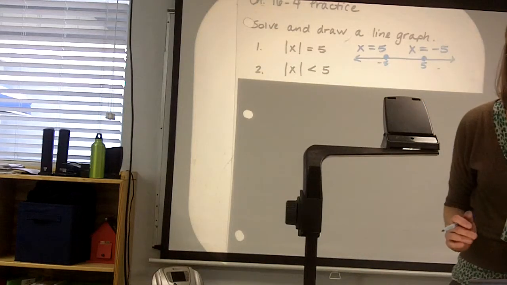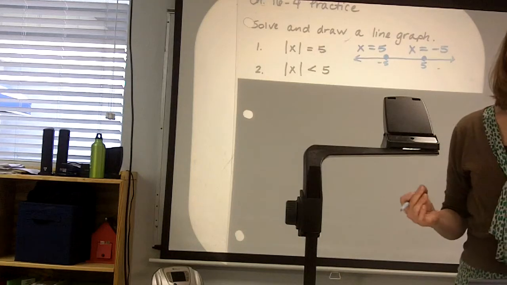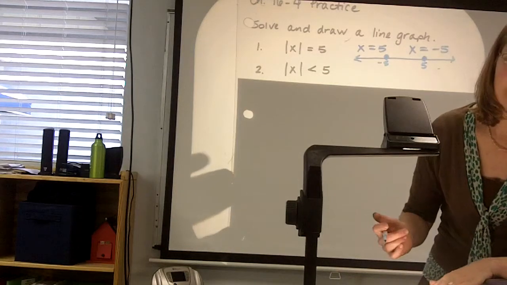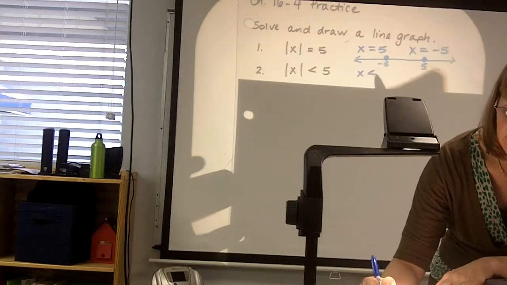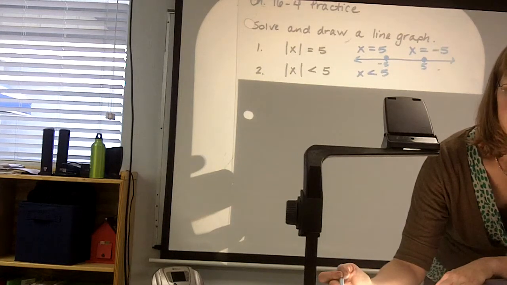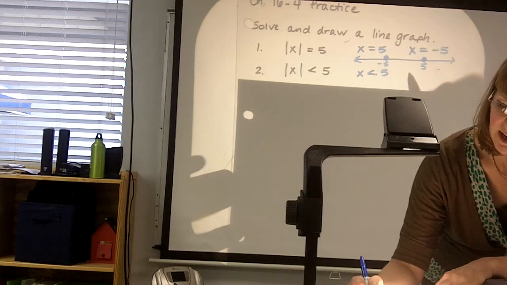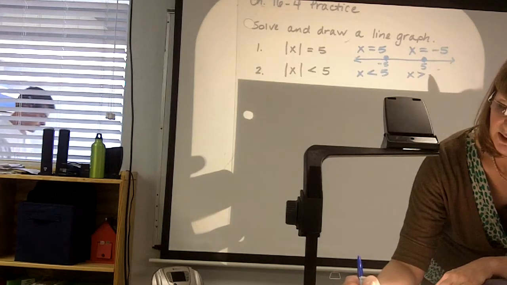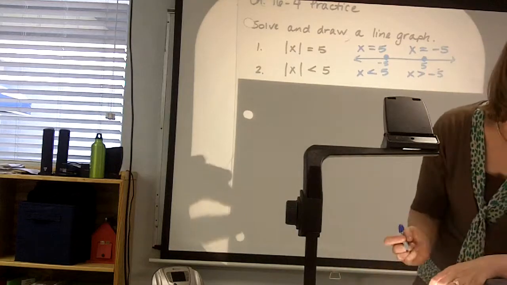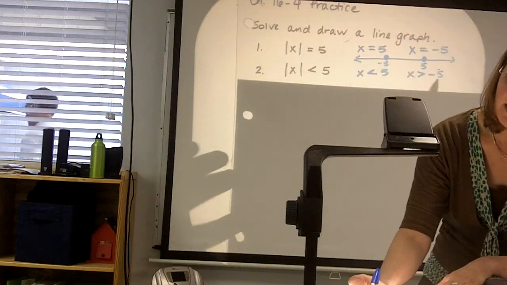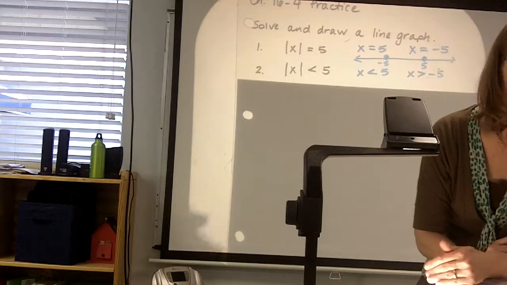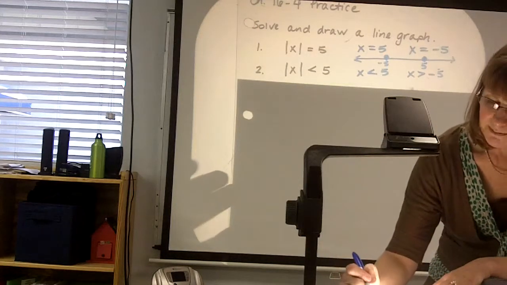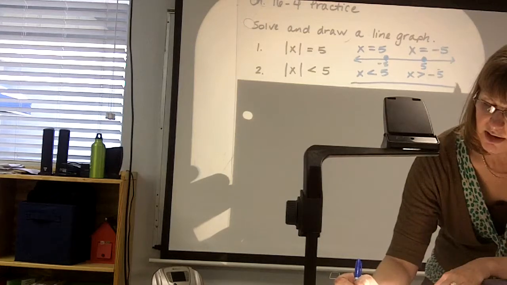Now we have the absolute value of x is less than 5. So we can rewrite that two ways. x is less than 5, and then we could write it as x is greater than negative 5. So we flipped the sign, and we made what's on the right-hand side the opposite. Okay, now we're going to draw our line.